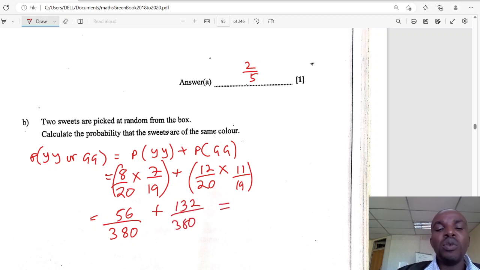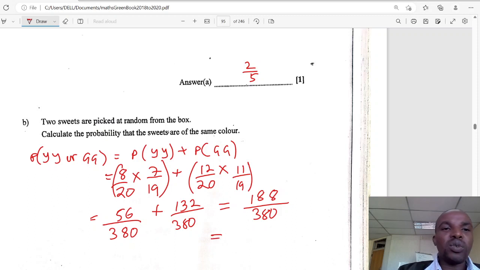Right, the beauty is the denominators will be the same. That's why I just have to multiply the numerators. So the denominators are actually the same. You just have to add the numerators. So you say 56 plus 132, and you maintain your denominator. So it will be 8 here. Then 5 plus 3 is 8, is 188.